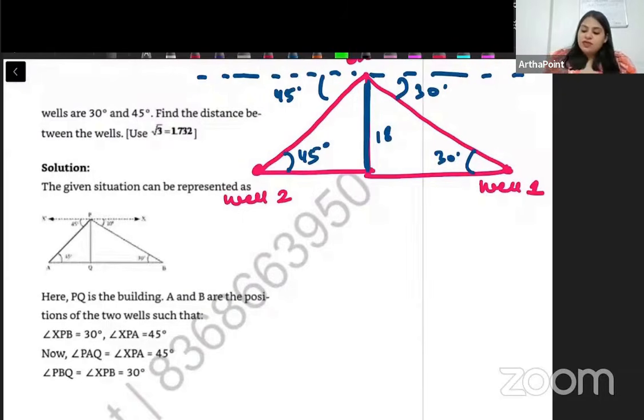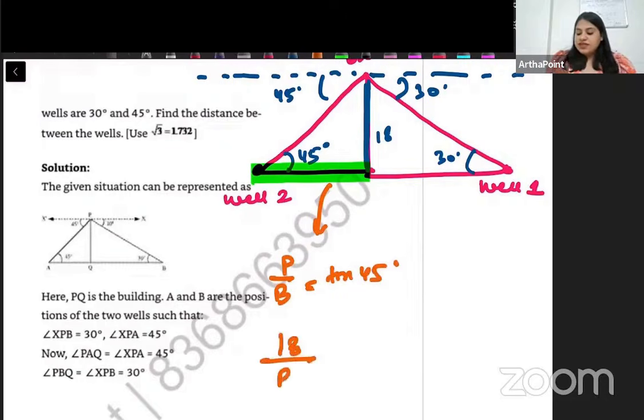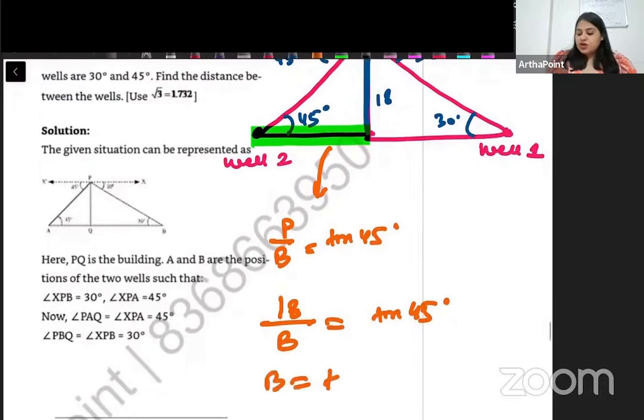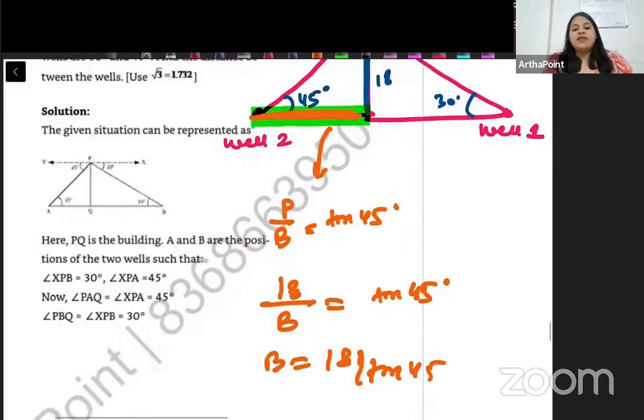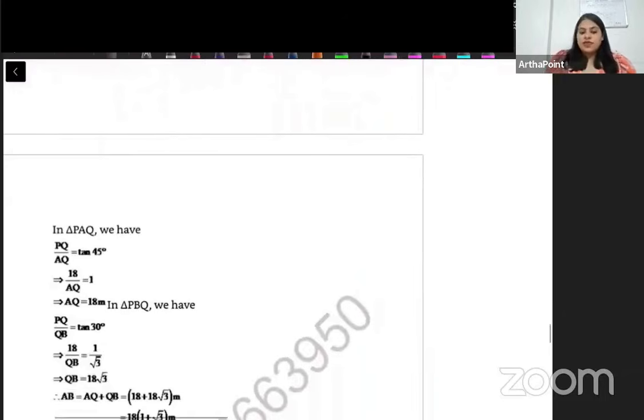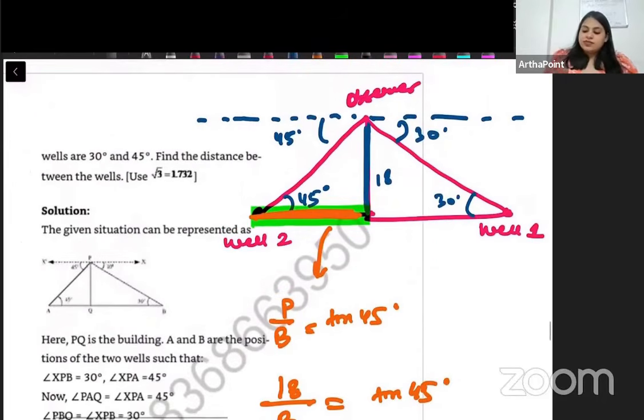So can you tell me what this will be, beta? Very simple. Perpendicular by base is tan 45. Perpendicular is 18, base I don't know, tan 45. So beta, what will the base be? 18 divided by tan 45. Is this clear? Tan 45 is 1. So 18 divided by 1 is 18. So this comes down to 18.